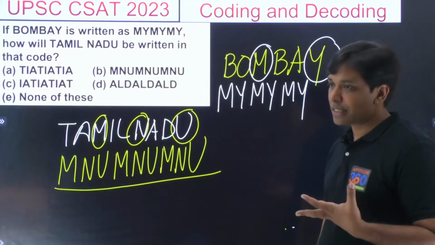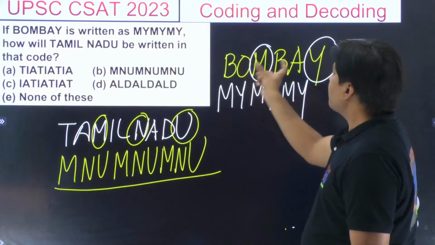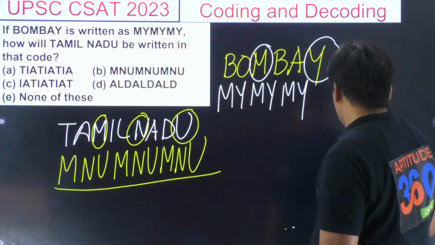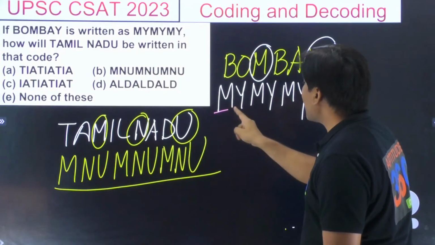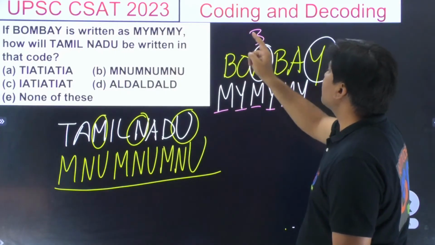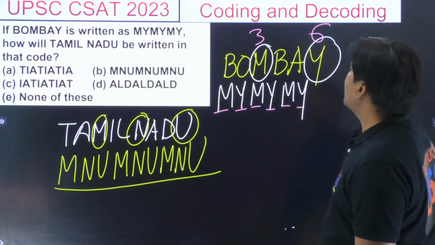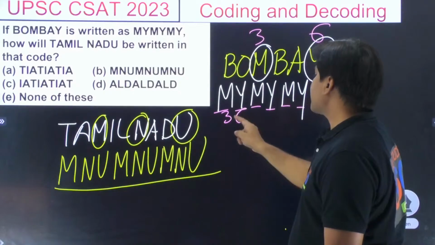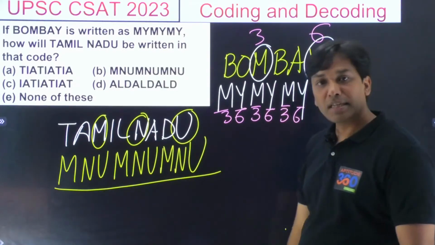Prisha, understand this. What is it that they have done in the problem? Bombay is written. So Bombay has 6 alphabets, and out of this it is MY, MY, MY. So what is M out here? M is the third alphabet. Whereas if you move forward, Y is the 6th alphabet. So they have written the third alphabet and then the 6th, and then the third and the 6th, and then the third and the 6th. Is that okay with you?